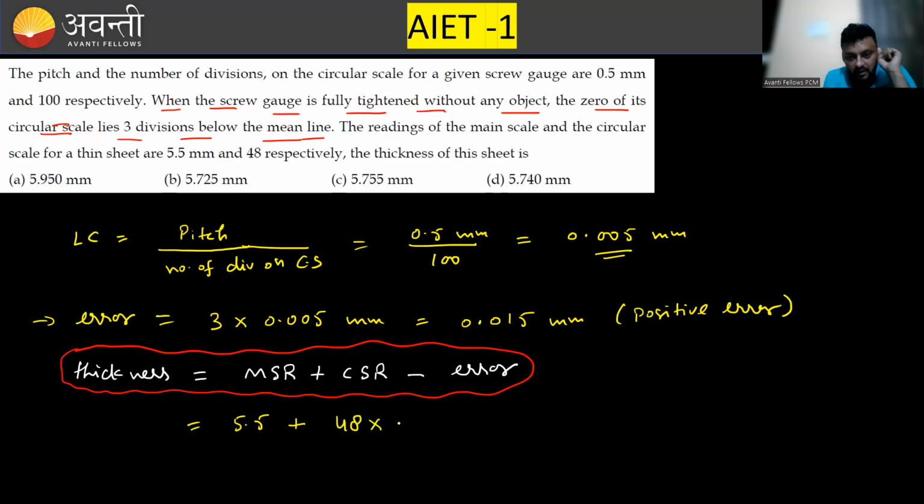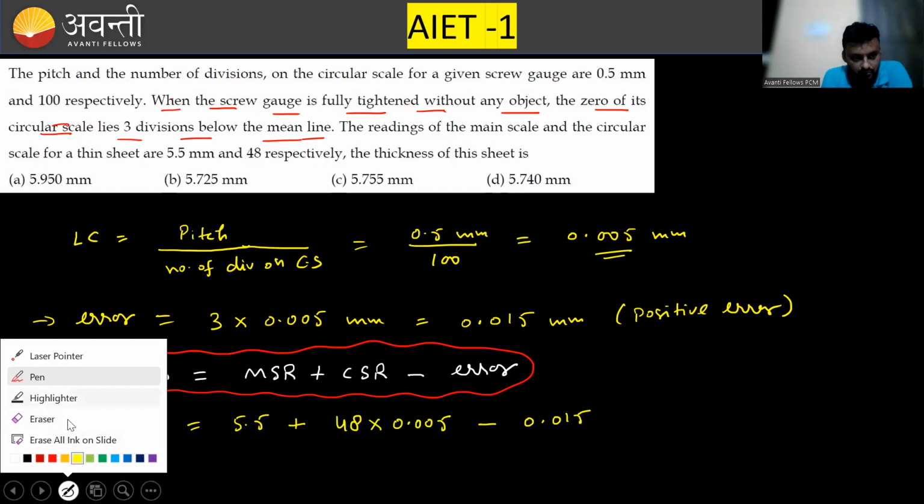Into the least count. Least count is what? 0.005. Minus error is what? 0.015. If you solve it out, you will get your answer.